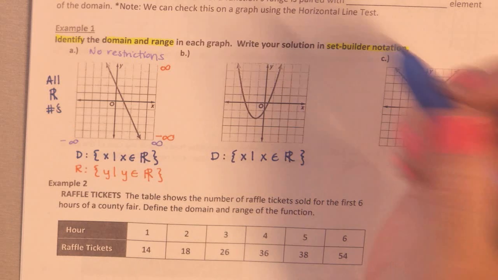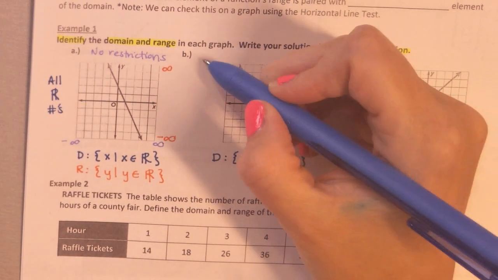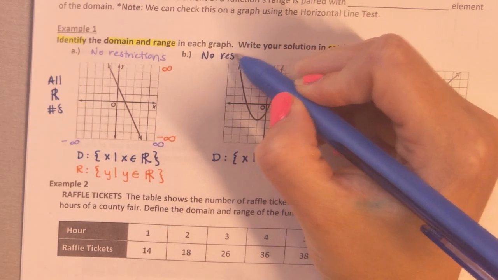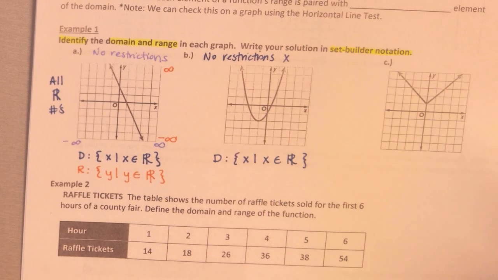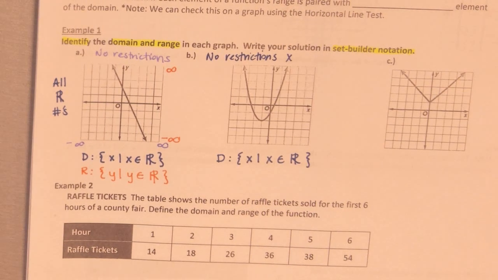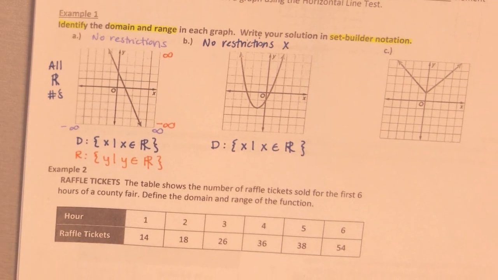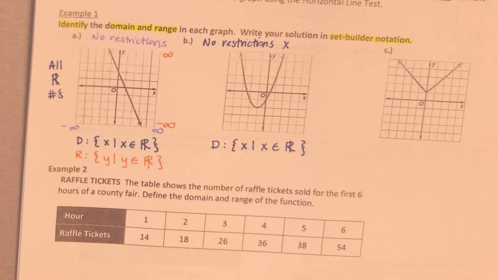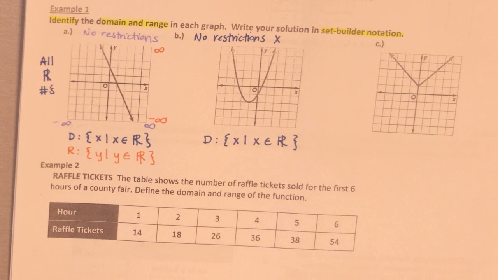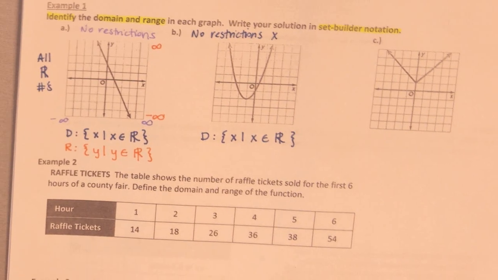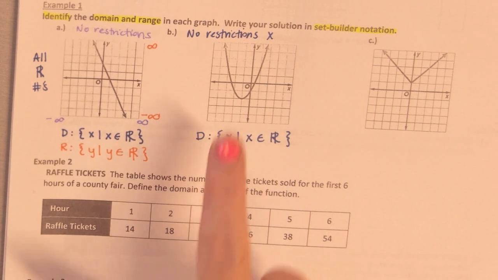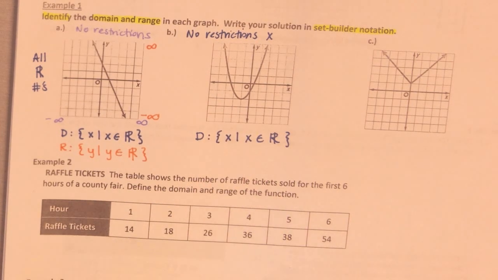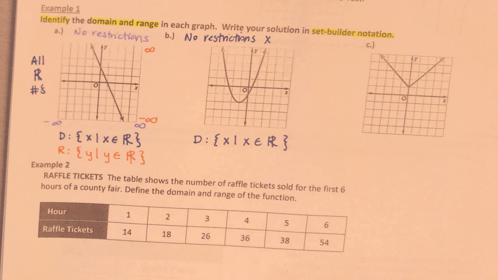So you guys heard me say for this one too, the reason is there's no restrictions on x. The only time there will be a restriction on x is if there's a special type of function, like a vertical line, or something that gives you an error. But for these graphs that we're doing here, that domain is all the numbers.